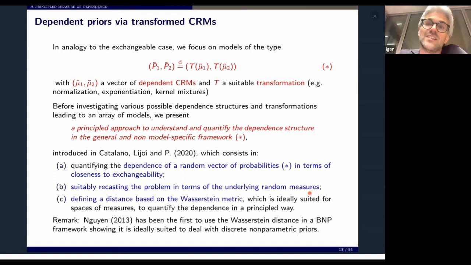And then you define a certain distance, based on the Wasserstein metric, which is ideally suited for working with discrete structures, because they are not dominated, so the Wasserstein is the natural go-to distance you have to use. And I have to give credit to Long here, who was the first to use the Wasserstein distance in a Bayesian nonparametric framework, a really nice breakthrough he achieved with his first paper in 2013. And then yesterday we heard that he has done a lot of nice stuff in the meantime, but much credit to Long for doing that. I remember when hearing his first talk, I really thought, well, that's the way to go in this context.